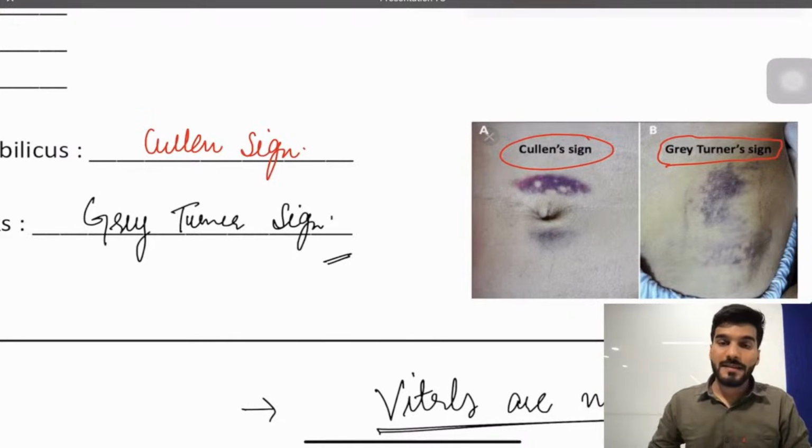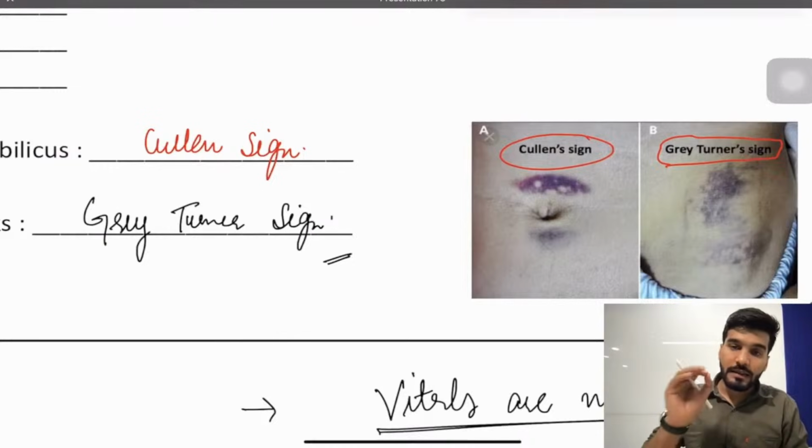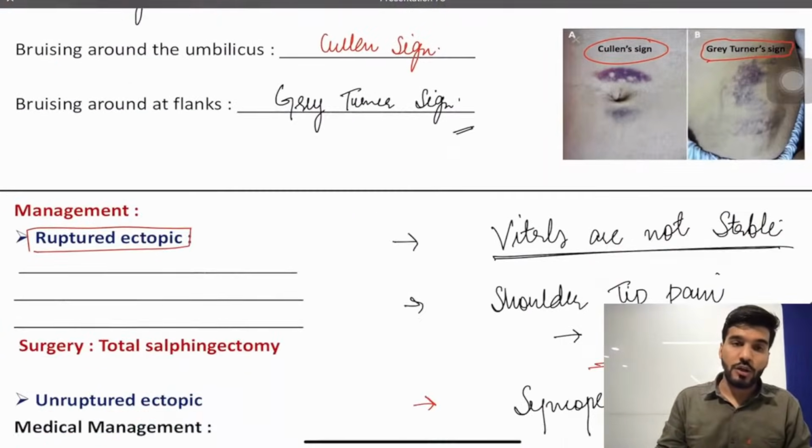Number one thing. Number second thing is, sir, if the vitals are unstable, the patient is having shock-like features, the patient is having a syncopal attack, the patient is having a Danforth sign, that is the shoulder tip sign. These are the indications of which type of ectopic pregnancy? They are classically features of ruptured ectopic pregnancy.